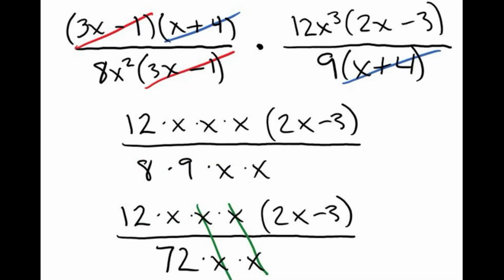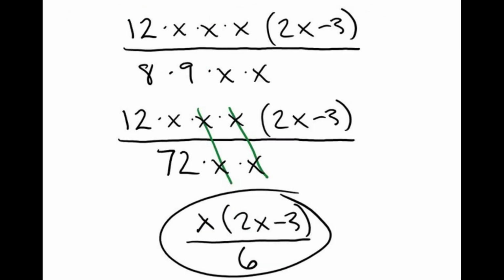So up top, I have 12x cubed, so I wrote 12 times x times x times x, and then the 2x minus 3 I just put in parentheses. Over on the bottom side, I have 8 times 9, and then I have a couple x's. Well, those couple x's are going to cancel each other off, so I'm only going to have a single x up top.